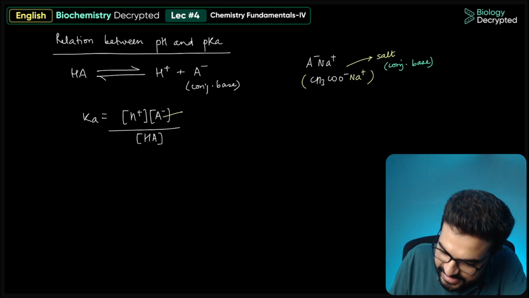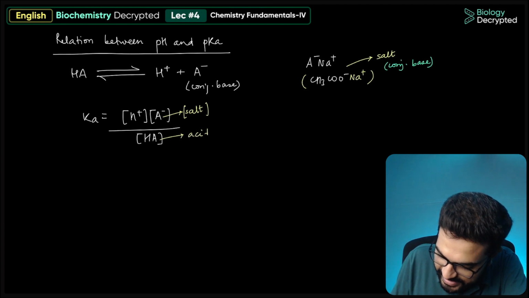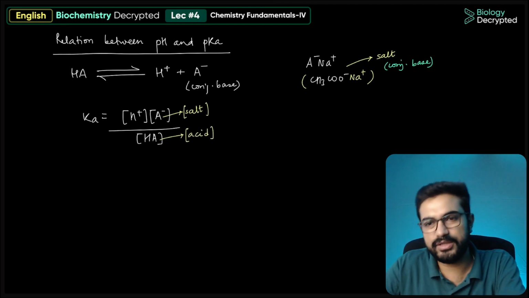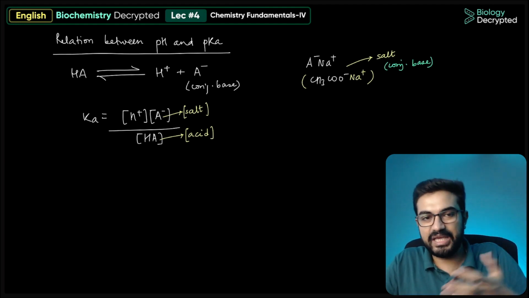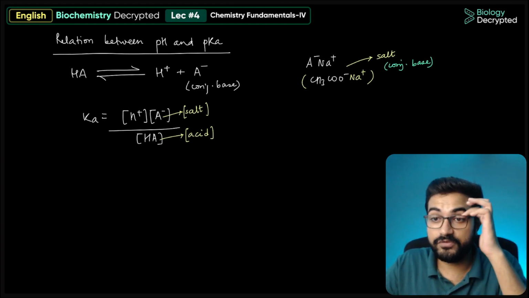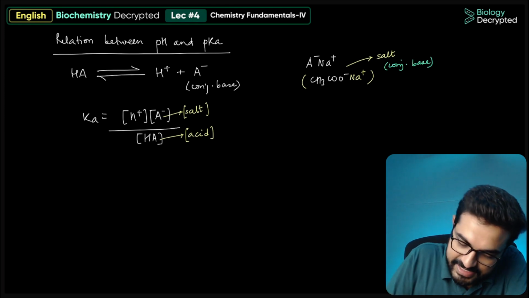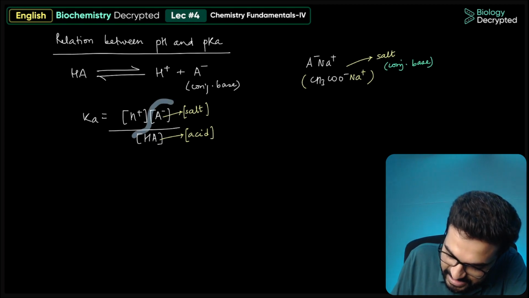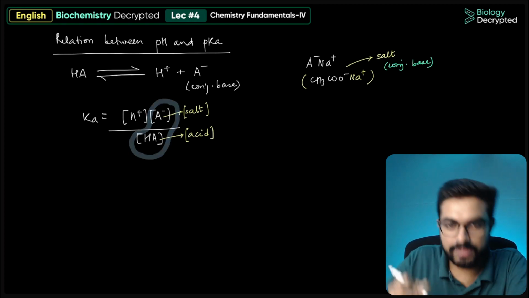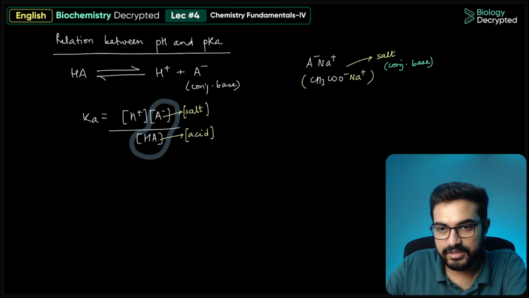Let's say this is the salt concentration and this is the acid concentration. Similarly, these expressions can be written for bases as well. There we will be writing Kb and taking examples of bases. Now, let's circle these two together. Let's keep it together like this. This ratio should remain as it is, and this part, the H+ ion concentration, will remain separate.